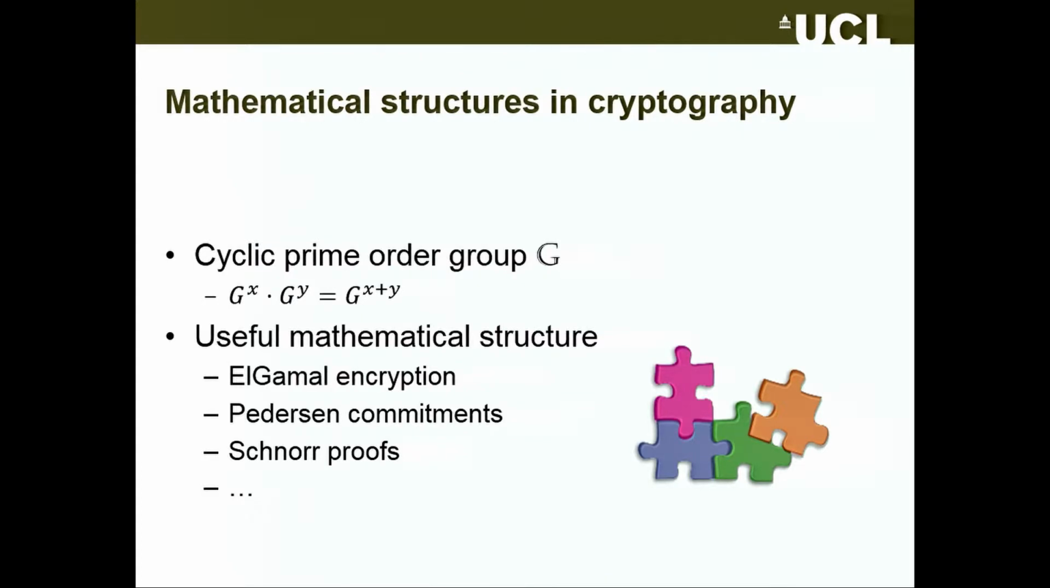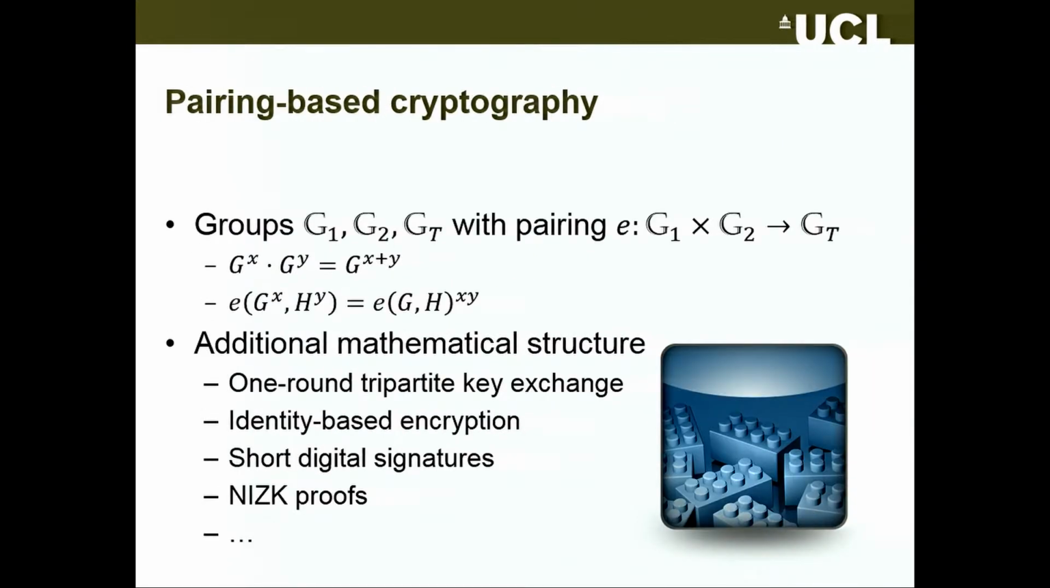And also these components fit together like in a puzzle, right? I mean, you can use ElGamal encryption, you can do Schnorr proofs about what you have encrypted, and so forth. In pairing-based cryptography, we have a bit more structure, right? Because now we have two source groups and a target group, and we have a bilinear map, a pairing, that maps two source group elements into the target group.